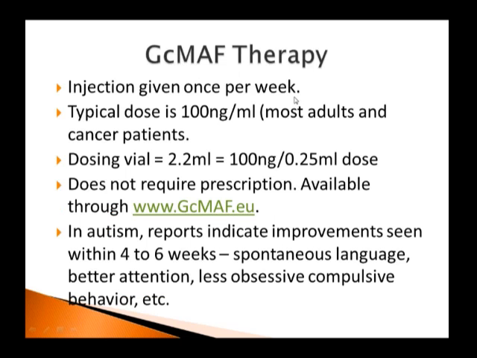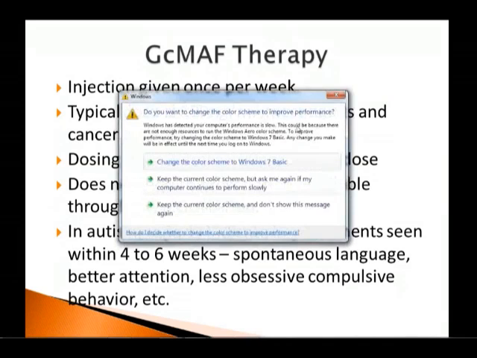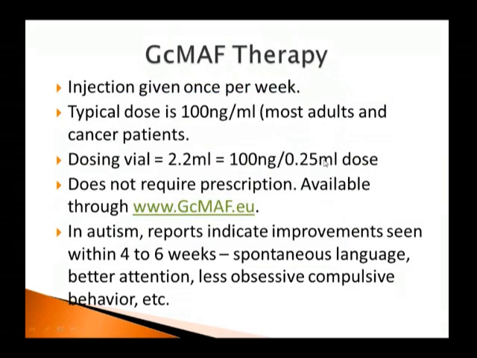Now, the GCMAF is actually given as an injection through a small insulin needle, and it's given once a week. Most cancer patients are doing a full dose, which is 100 nanograms per ml, a 0.25 ml dose. So essentially they're taking a 25 unit dose once a week, and the 2.2 ml vial, at that dose, is going to last 8 weeks.